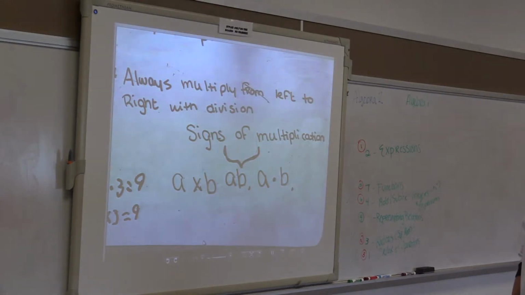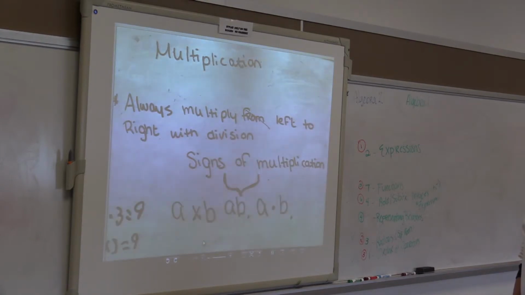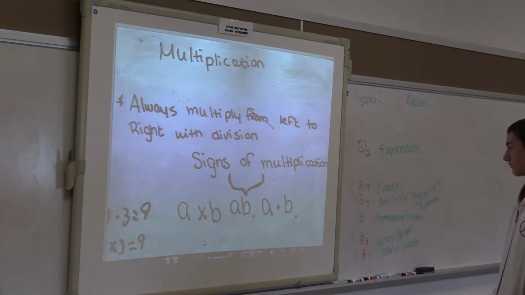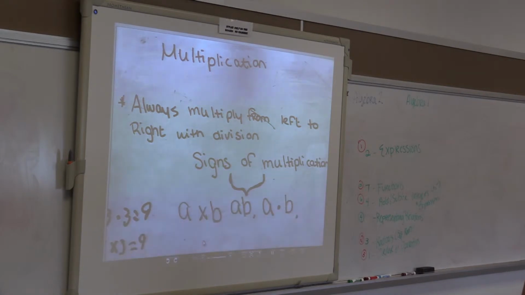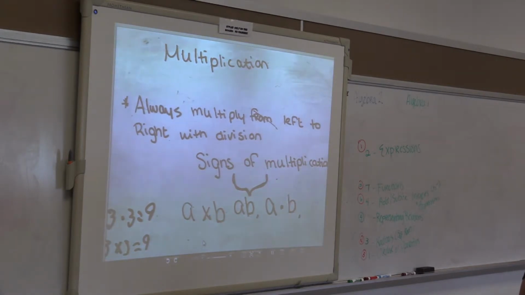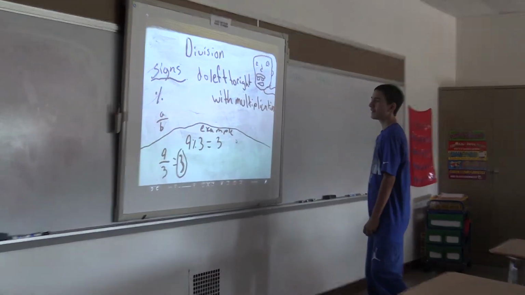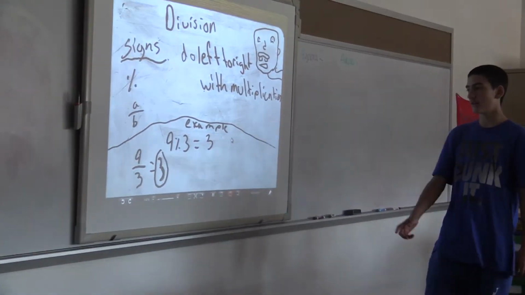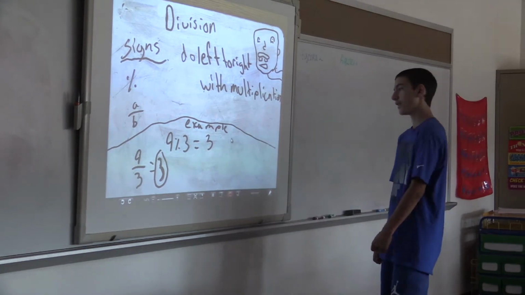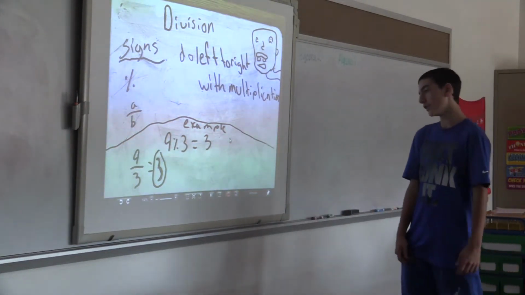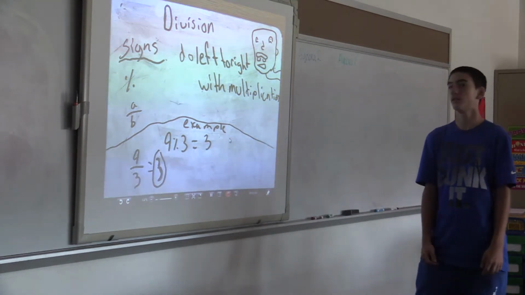Multiplication. Always multiply from left to right with division. Some signs of multiplication: A times B, A and B beside each other, A times B with a dot. 3 times 3 equals 9. Go left to right with multiplication. For division, you have the division sign, or it could be written as a fraction. Example: 9 divided by 3 equals 3, or 9 over 3 equals 3.